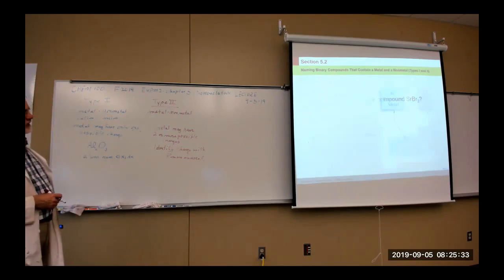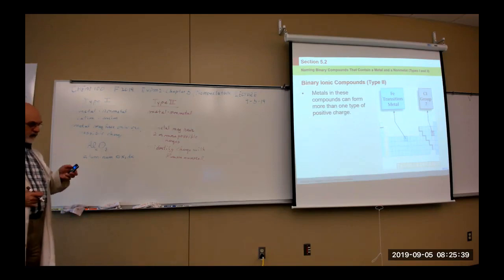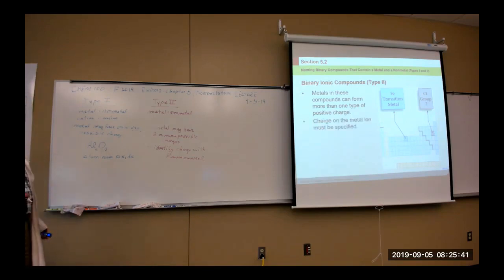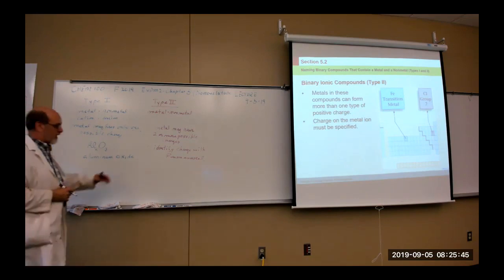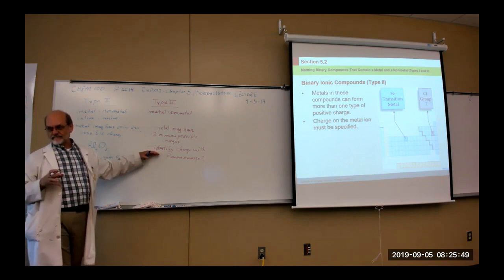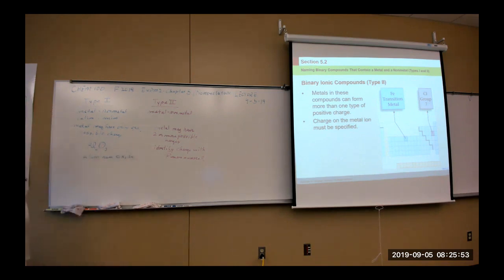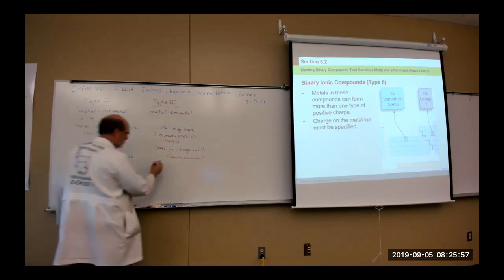Let's see. Type 2s. More than one possible positive charge. And in that case, we have to specify what the charge is in the name. Okay, so let's do an example. Let's say we have this one.